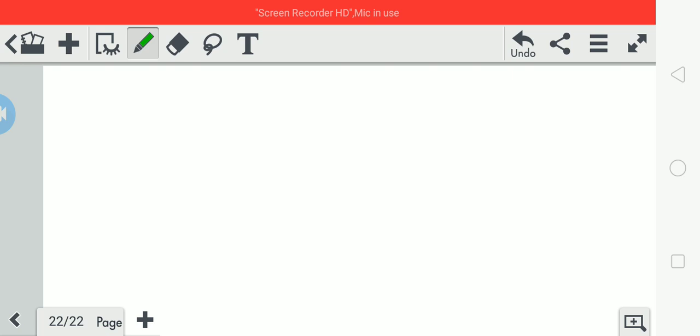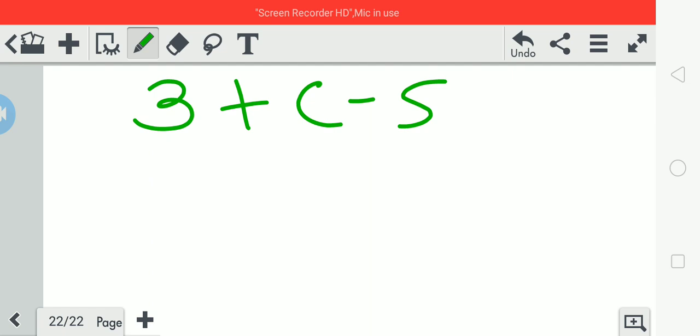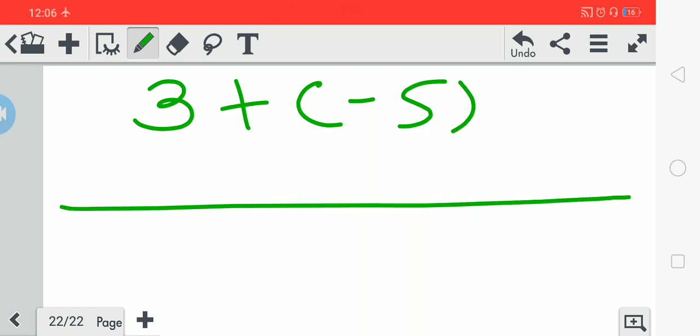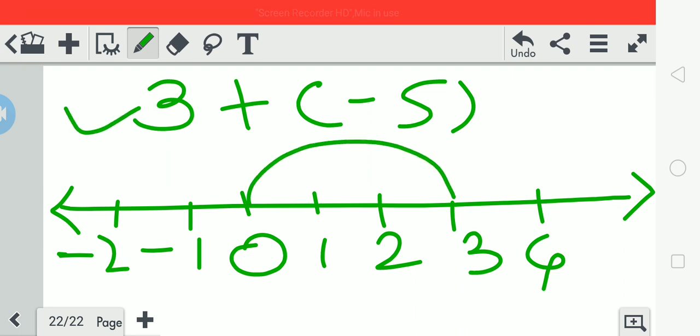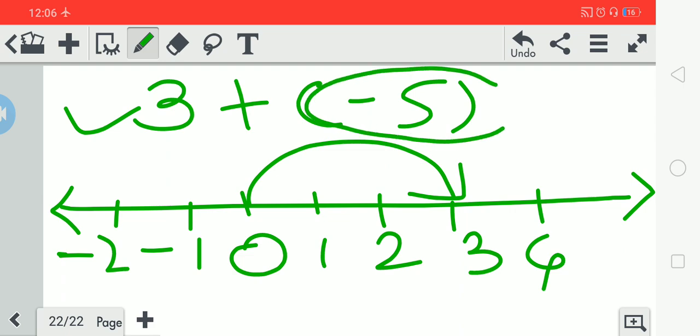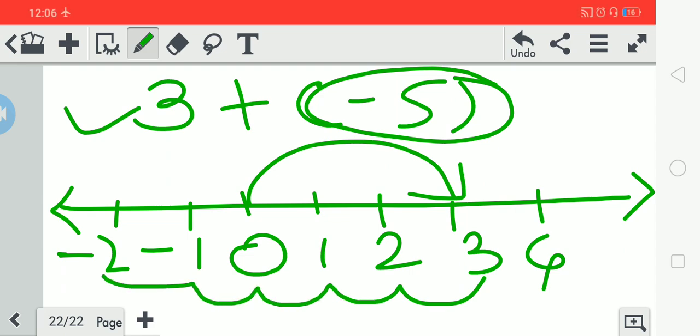Let's see the kind of example again. 3 plus of minus 5. Okay, it is simple example. 0 1 2 3 4, this side minus 1 minus 2. Now first number is 3 here. Okay, so take a jump from 0 to 3. Second number is minus 5, it is minus, so take a left 5 moves. 1 2 3 4 5, you reach at the minus 2 position. So your answer is minus 2.